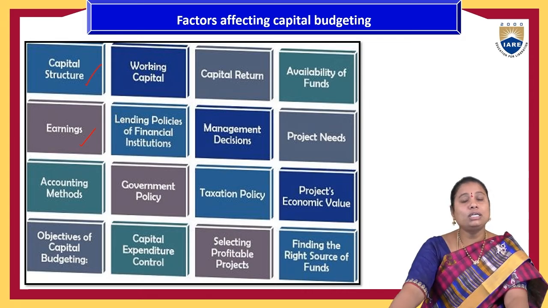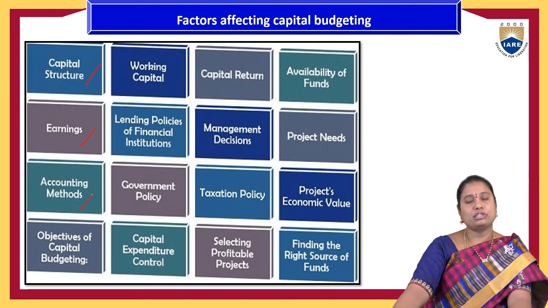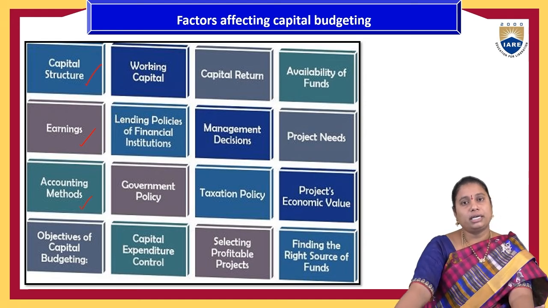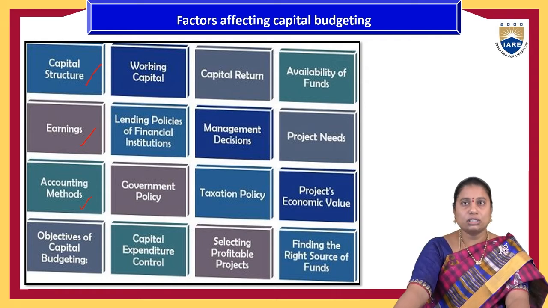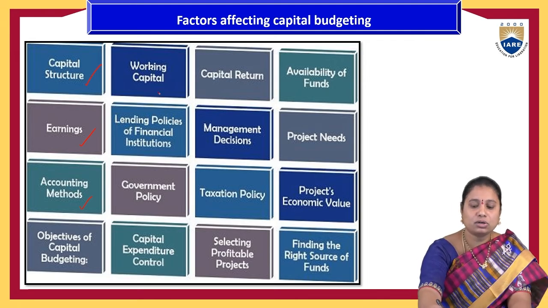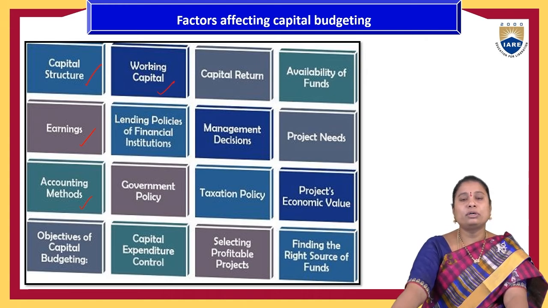And their accounting methods. What kind of accounting methods are they using? What are their fund flow and cash flow methods? That is going to decide the capital budgeting. The objectives of capital budgeting, whether on a revenue generation basis or a cost control basis, and the amount spent on day-to-day activities are also required. Based on that, they can plan how much amount they can allocate for long-term activities.